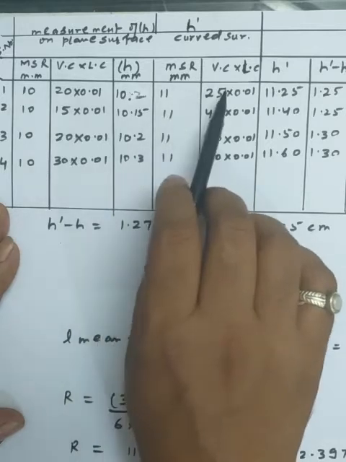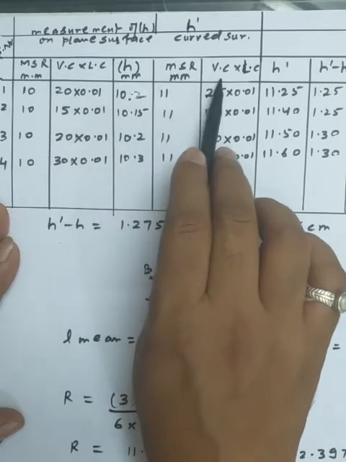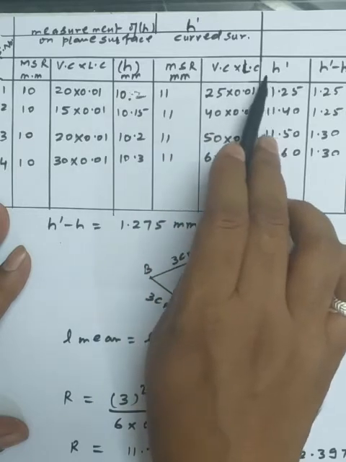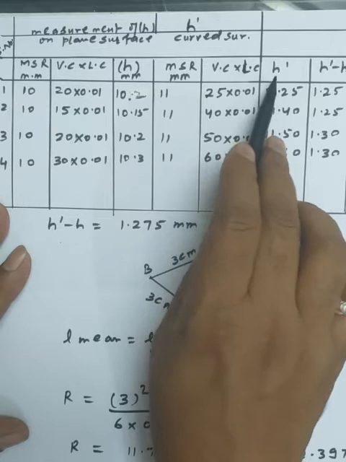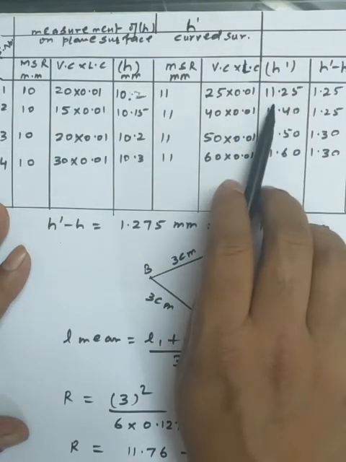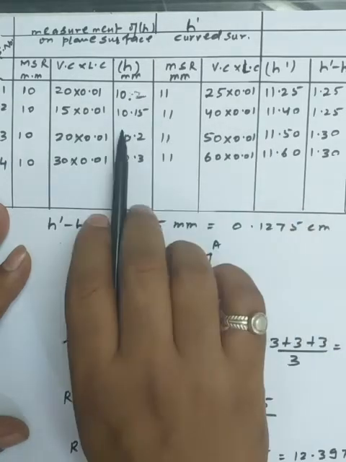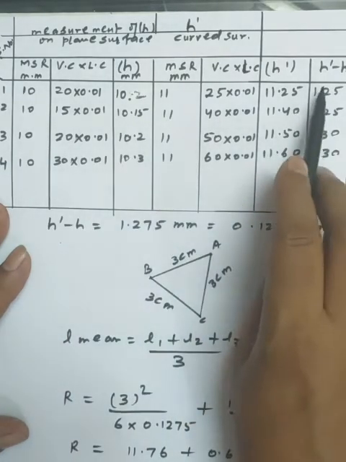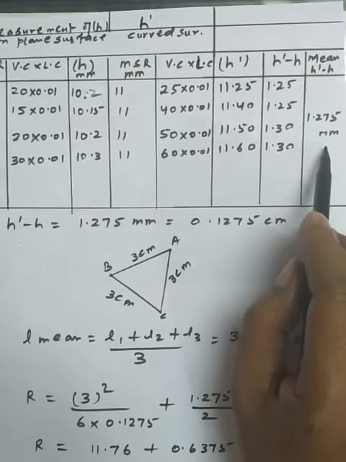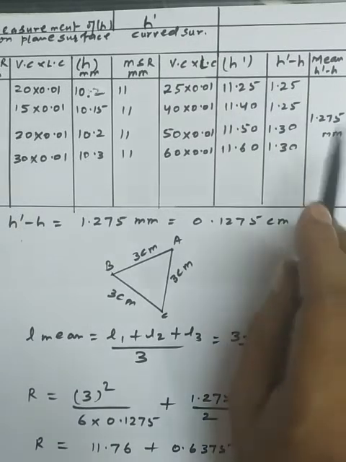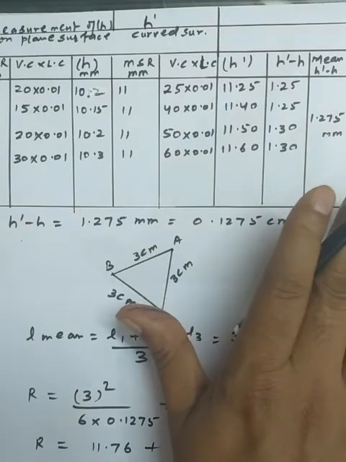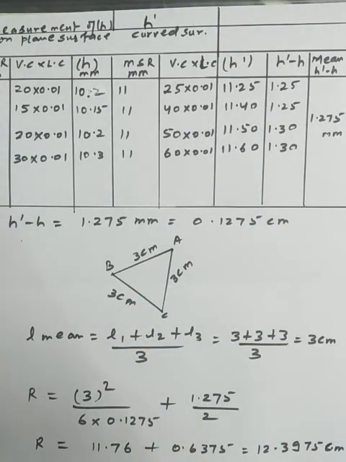Now on the curved surface I have mentioned the MSR, vernier constant into least count, and then I am adding MSR plus vernier constant into least count. This comes as h dash, and definitely on the curved surface we are getting a larger reading as compared to the plane surface. So we take the subtraction h dash minus h, and then find the mean of that part. Only one reading I'll show you, to show how we can simply make the measurement.